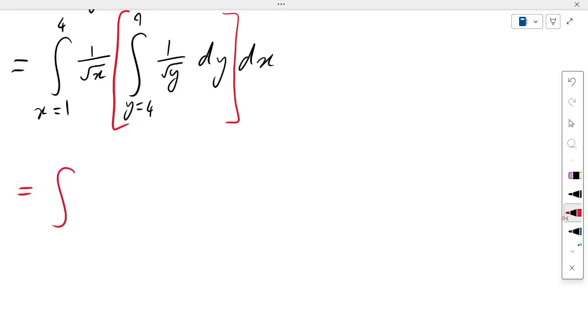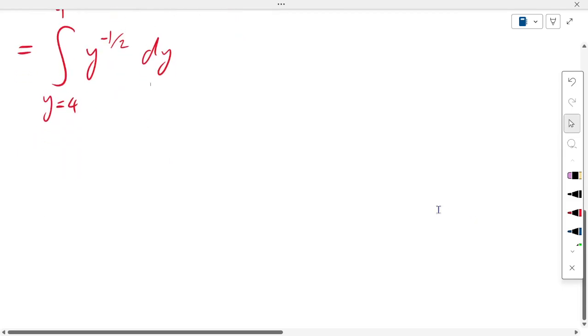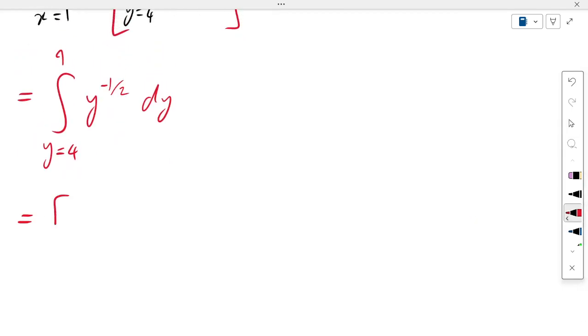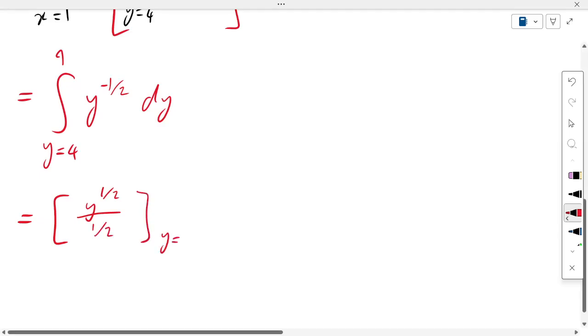We have the integral where y is equal to 4 until y is equal to 9 in the limits, and then we're going to rewrite 1 over root y as y to the power of negative a half. You can also write it like that, with respect to y, and now we can actually integrate from here. Okay, so this is going to be equal to, well, we're going to keep it in parentheses, and then we can write it as y to the power of negative a half plus 1, which is equal to a half, divided by a half. Okay, and this is evaluated from y equals 4 to y equals 9.